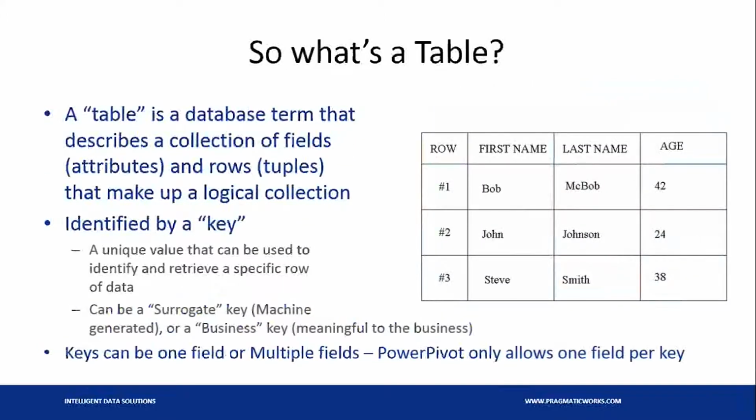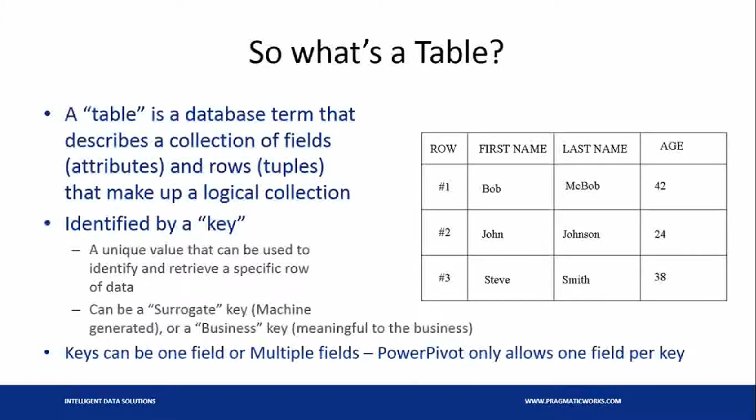All right, so I used some more terminology. Let's keep defining some terminology. What's a table? So you heard me say that a data model represents tables and relationships. So what's a table? In database terms, a table is a collection of fields, and we would call them attributes, and rows, we would call them tuples, that make up some sort of logical connection of information.